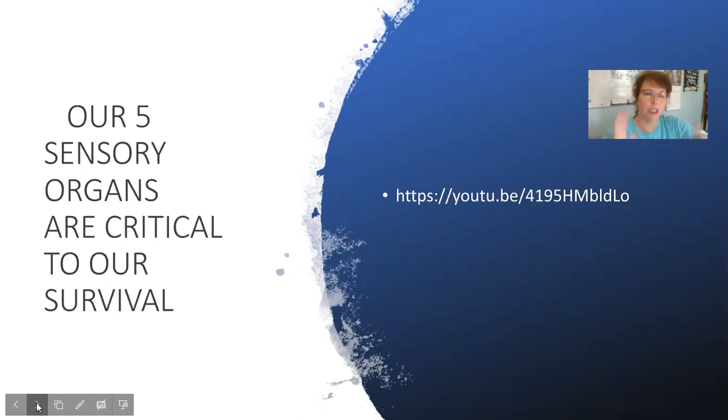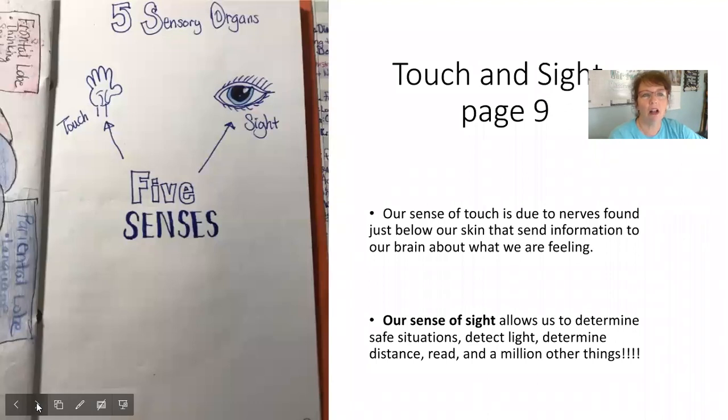Every time you watch something or hear it, it goes into your brain a different avenue, and you are better at remembering it. But you need all your 5 senses for our survival. So here's our little book, page 9. I wrote 5 sensory organs at the top. And then we have our sense of touch and our sense of sight.